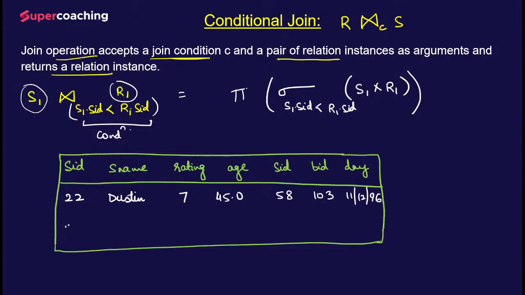Similarly here, the other tuple was 31, Lubber, 8, 55.5, 58, 103, and 11, 12, 96. जो दो टपल्स हमने सेलेक्ट किए थे, I have just noted down those tuples here. Okay. This is about the conditional join.